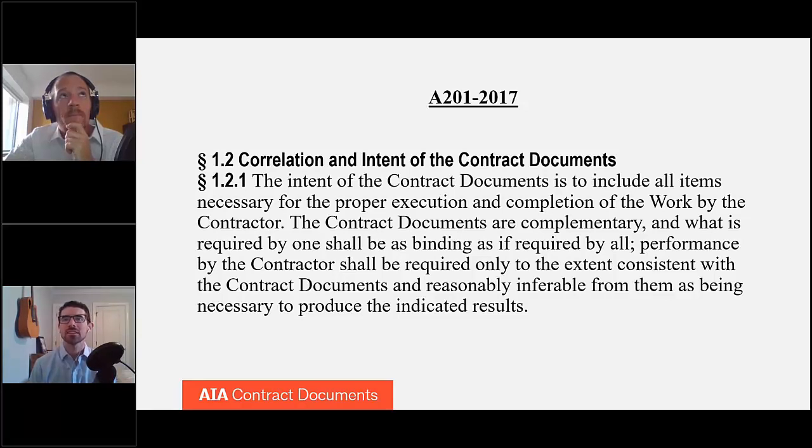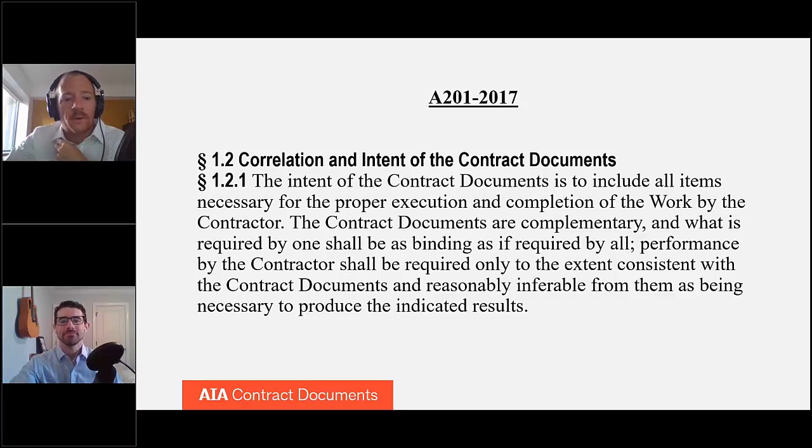Lastly, the second clause of the second sentence talks about reasonably inferring items as being necessary to produce the indicated results. And what that means is essentially it's an acknowledgement that construction projects are incredibly complex, and the contractor is required to perform the work consistent with the contract documents and to perform anything reasonably inferable from those documents as being necessary to produce the indicated results. Essentially saying that on a complicated project or even a simple project, it may not be possible to include every single thing the contractor has to do to complete the work, and therefore it is up to the contractor to reasonably infer items that might not be specifically set out in the contracts and reasonably infer those things if they're necessary and consistent with the project.